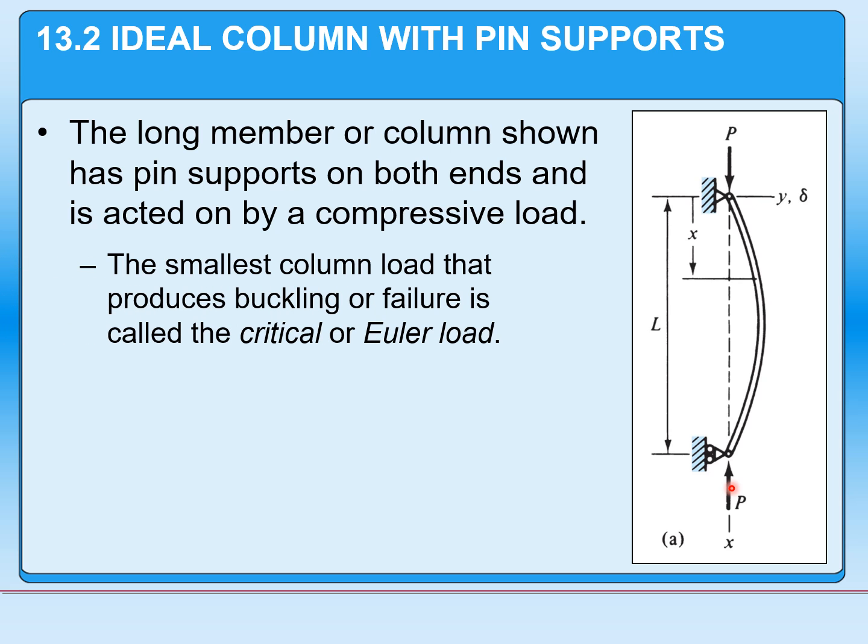But any long, thin member under a compressive load is treated as a column. In terms of our analysis, we're generally looking for the strength of the column, and that's defined by the smallest load that's actually going to cause it to fail. This is referred to as the critical load or the Euler load.